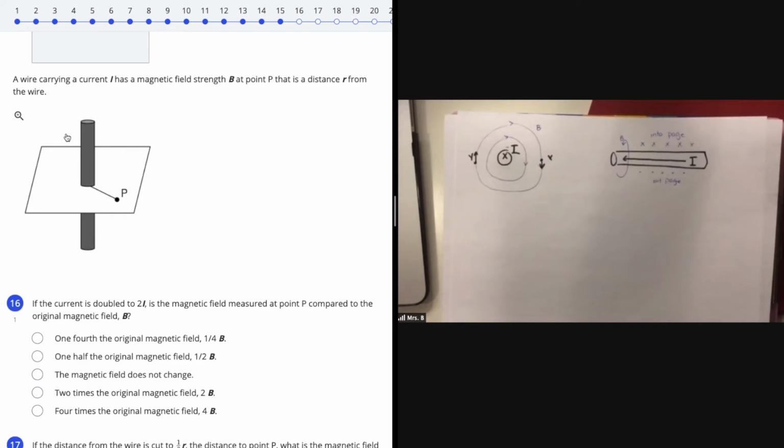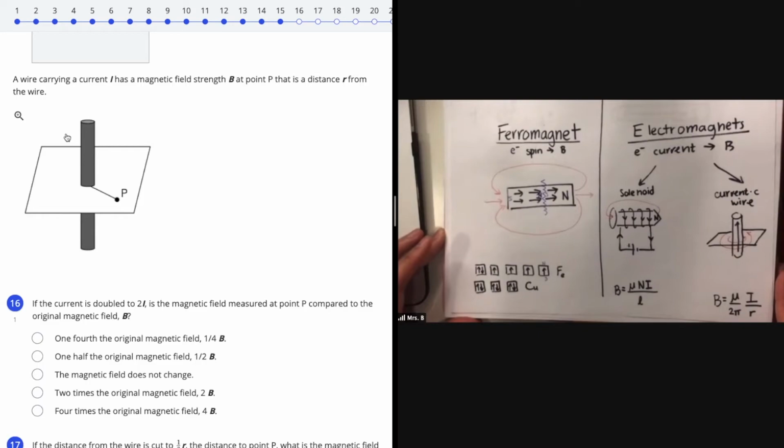Now it's asking about the calculations. Question 16 is asking about how the magnetic field depends on these other quantities. And notice from down here on the right, the magnetic field depends on mu, a universal constant. It depends on 2 pi, another universal constant. The current, think more electricity, more magnetism, and the distance.